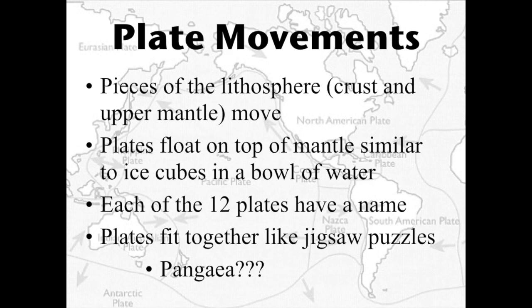So we did communicate that the plates are going to move. The pieces of the lithosphere are going to be moving. We do see evidence of that. The plates kind of float on top of the mantle, just like ice cubes on a bowl of water. And then basically they kind of fit together. Basically, we can look at these plates as if they fit together, or perhaps in the past fit together like jigsaw puzzles. Was there a Pangea, one world continent?